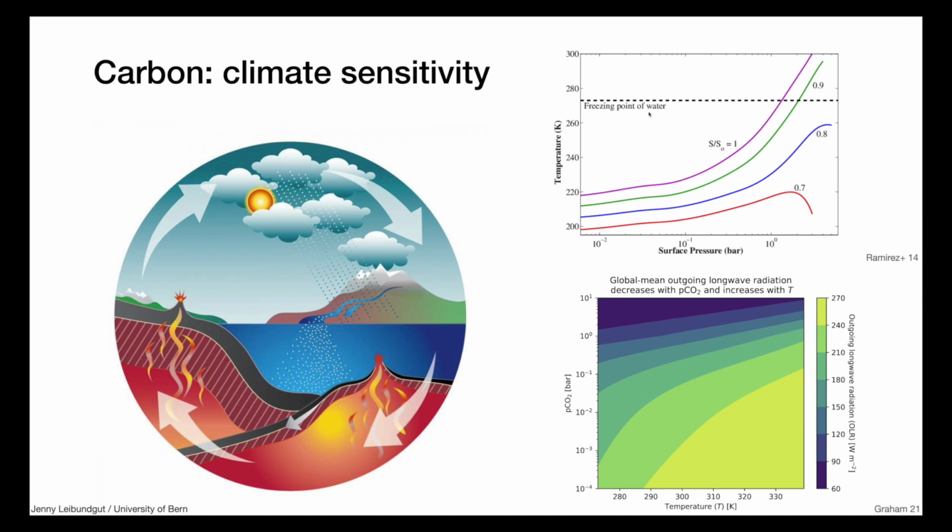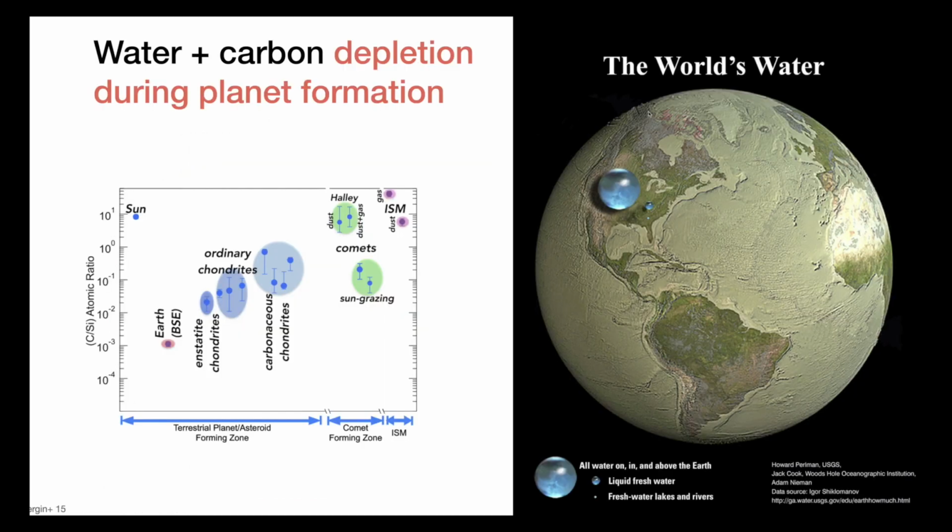Curiously, however, carbon is actually strongly depleted relative to the nominal values in the Sun or in the interstellar medium. The left plot here shows the amount of carbon relative to silicon in various extraterrestrial materials and planetary bodies relative to the Earth, which is depleted by several orders of magnitude. This can be compared to water as seen on the right.